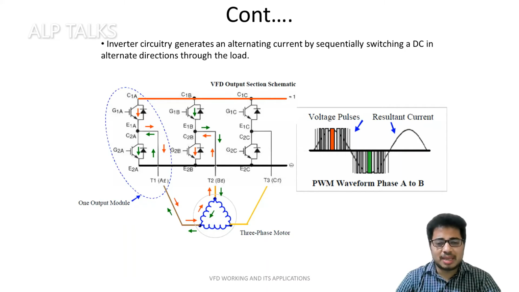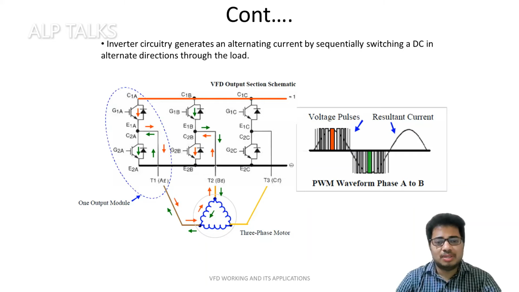So we will say A, B, C, each leg. And the top portion we are calling 1 and the bottom portion we are calling 2. Here we have transistors. The black color indicates the direction of flow of conventional current. We have freewheeling diodes across these transistors.